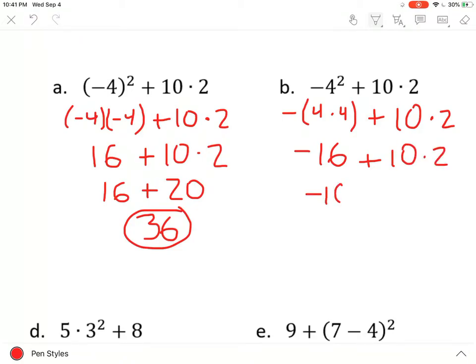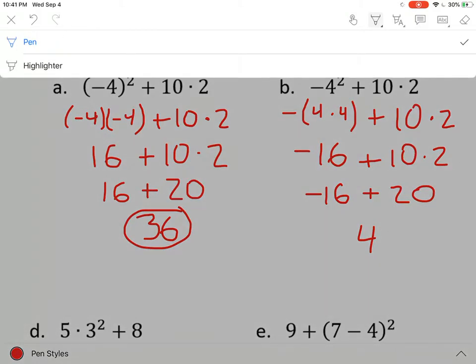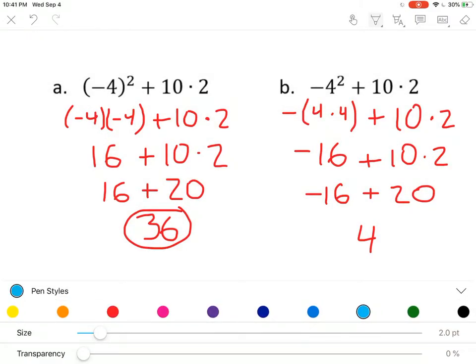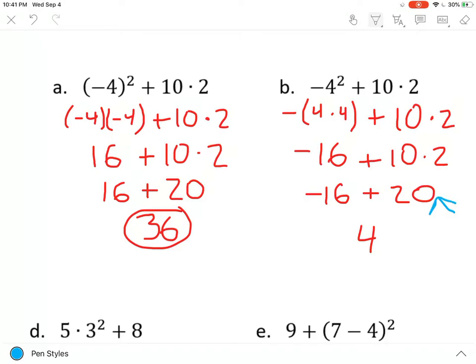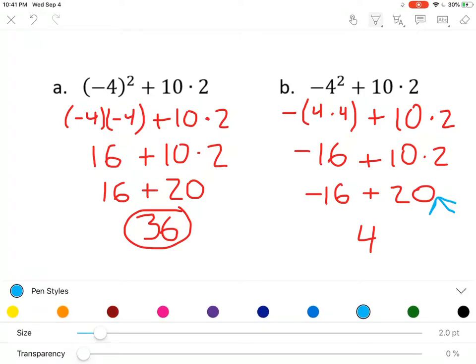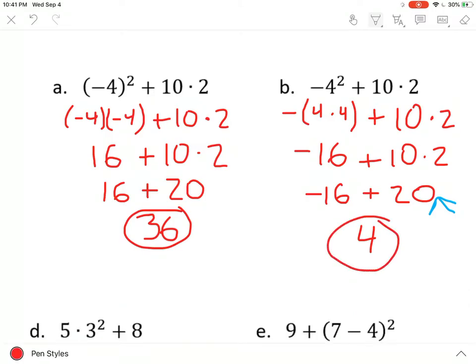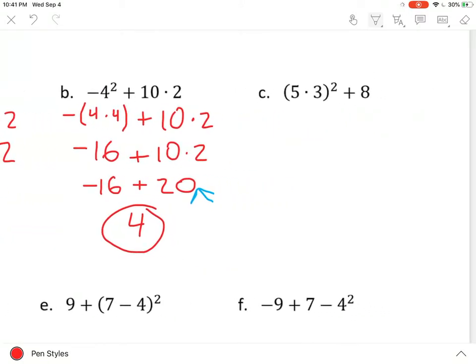So now this is negative 16 plus 20. And we know from the add wrap that negative 16 plus 20, same sign add, different sign subtract. So 20 minus 16 is 4. Keep the sign of the bigger one. Which one's bigger? Good, the 20 is the bigger one. So it's going to stay positive 4. Good. All right, let's take a look at C.